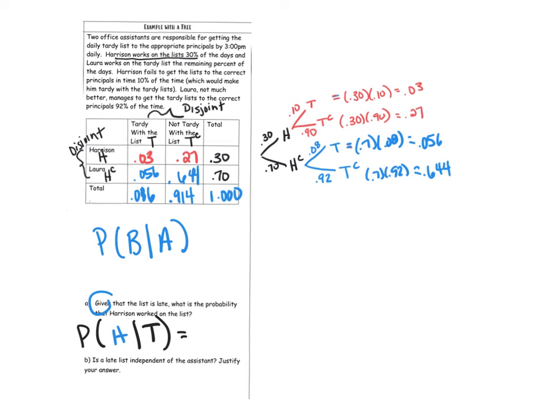So what is this telling us to do? Restricted to a late list. I'm only interested in late lists. Well, the late list column is tardy right here, that T column. That's 0.086. And then I want to be interested in Harrison making it late. And that's 0.03. So for Harrison to make it late, it's 0.03 divided by 0.086. If it's late, there's almost a 35% chance that it was Harrison that made it be late.